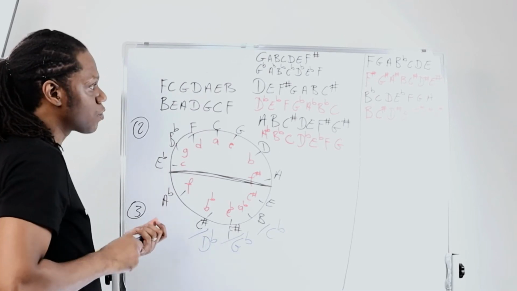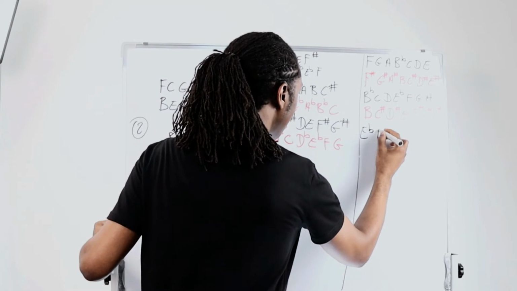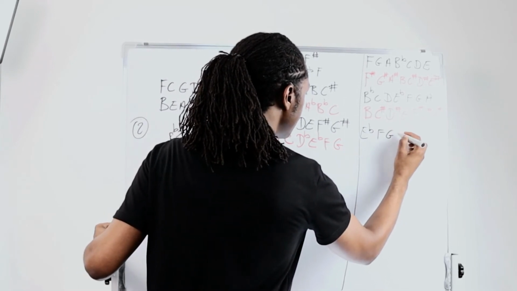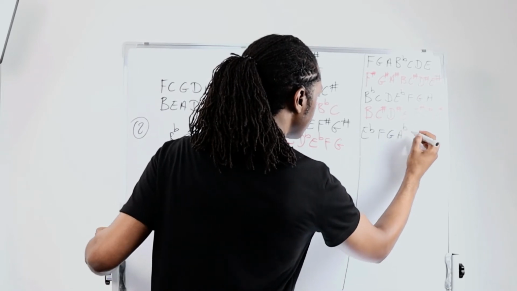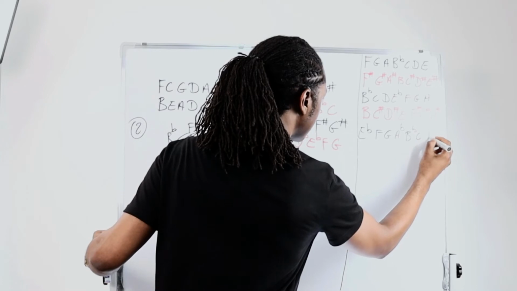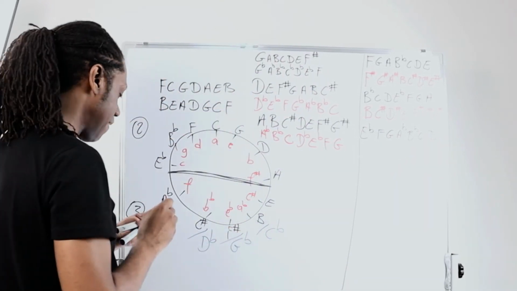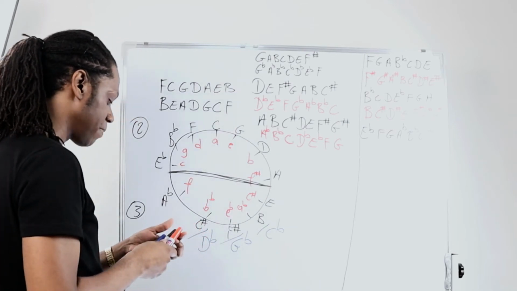So now we go to our E flat. E flat, F, G, A flat, B flat, C, and D. Okay? 3 flats. And remember, flats are going to become naturals, naturals become sharps.